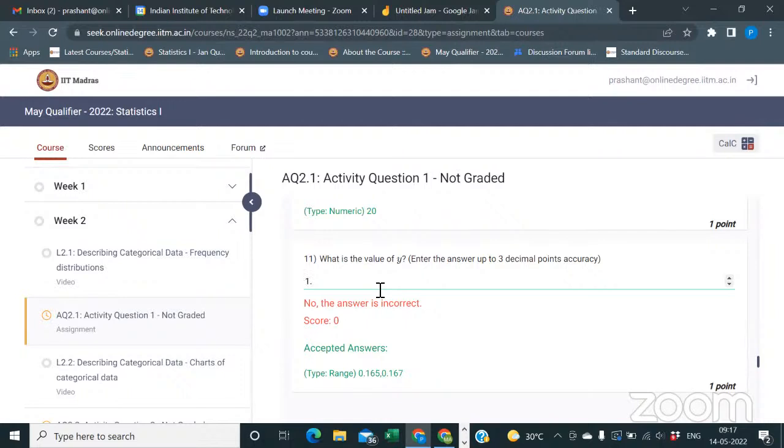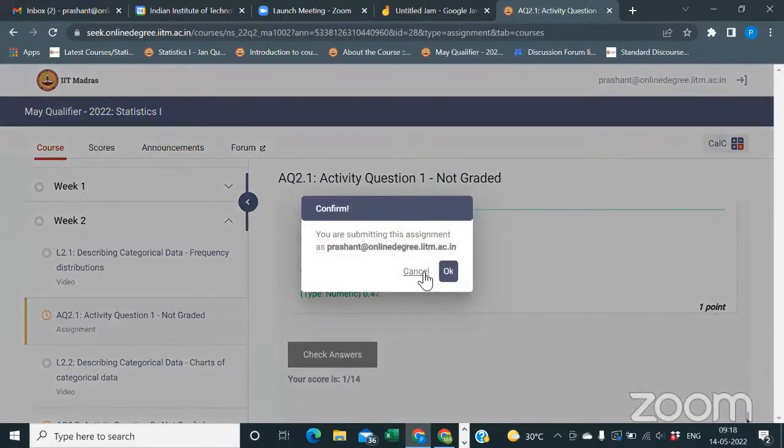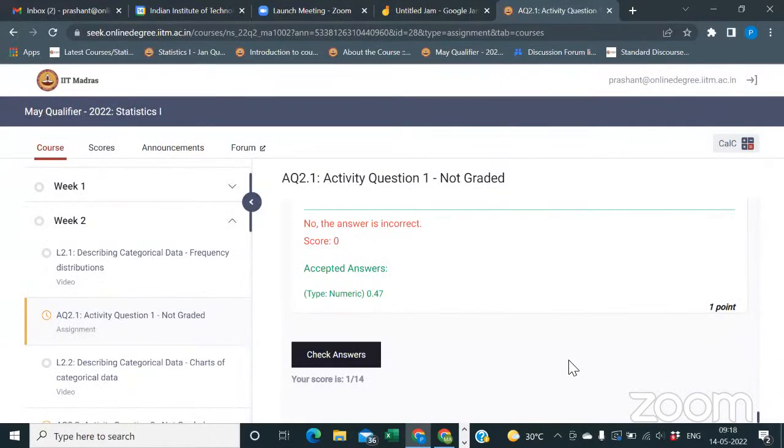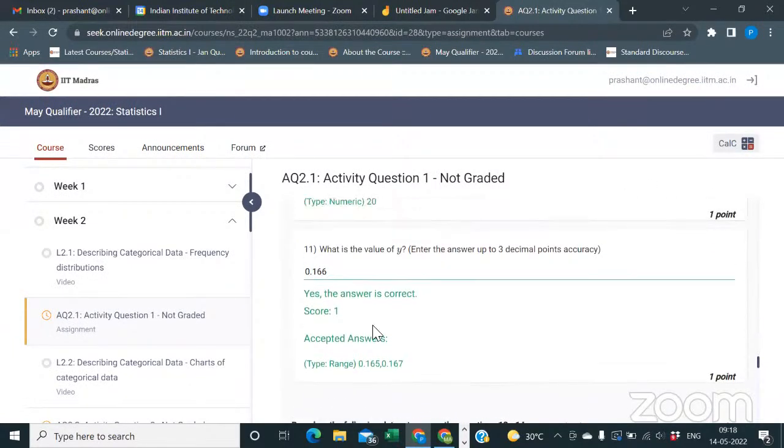Okay, my typographical error. If I type 0.166 in the range, I will get it. He typed 1.66, not 0.166. That's my mistake. No worries, it happens sometimes when we are early.